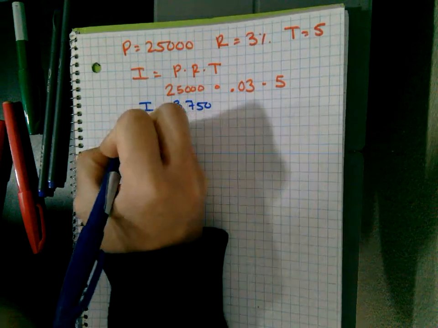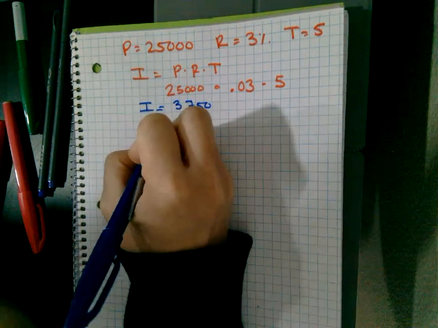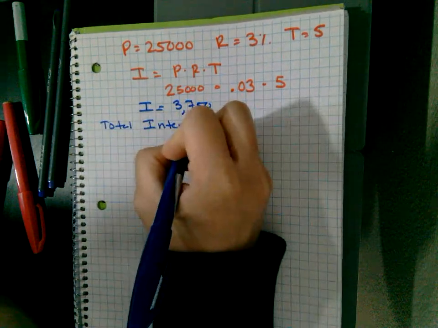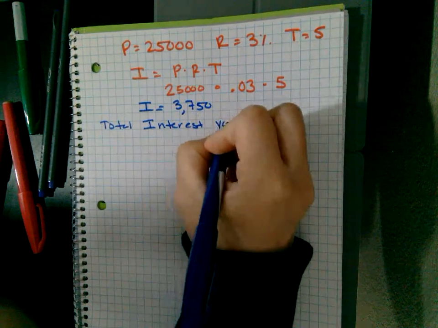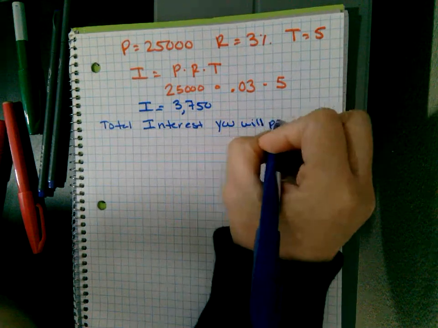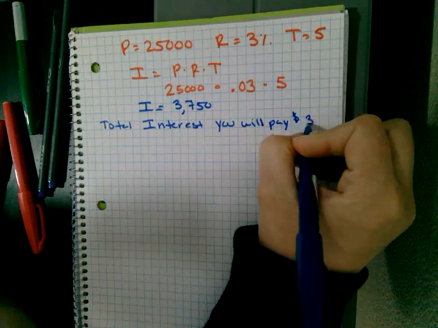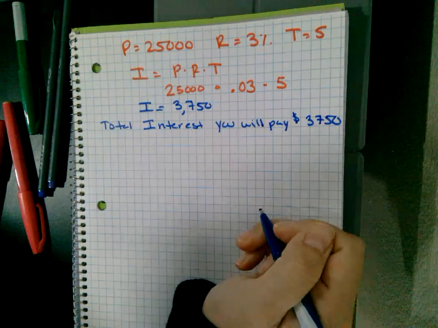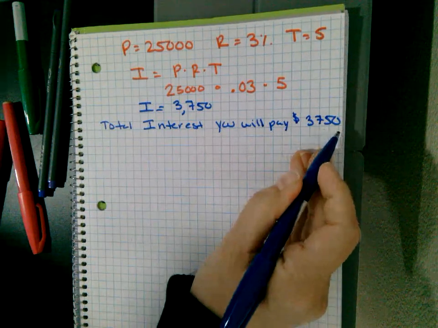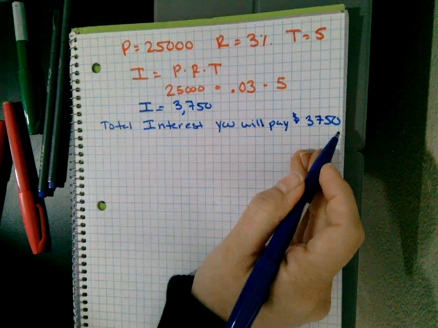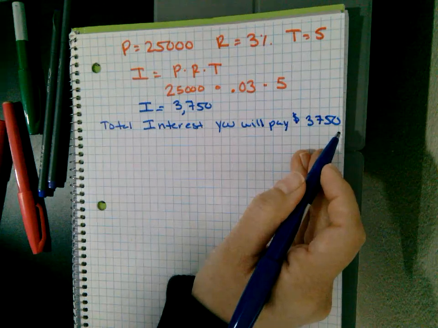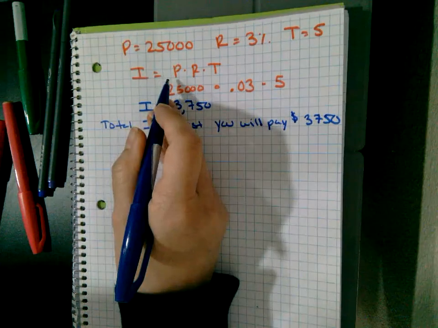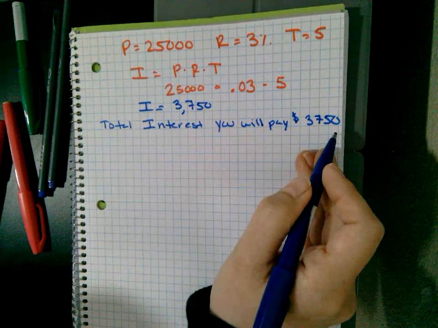So this is how much total interest you will pay is $3,750. So you're going to pay the bank an additional $3,750 for them just allowing you to take out the $25,000. So you have to pay an additional $3,750.